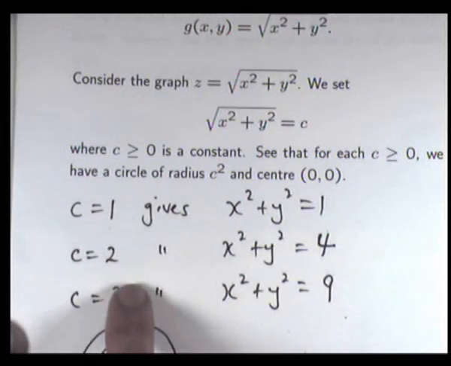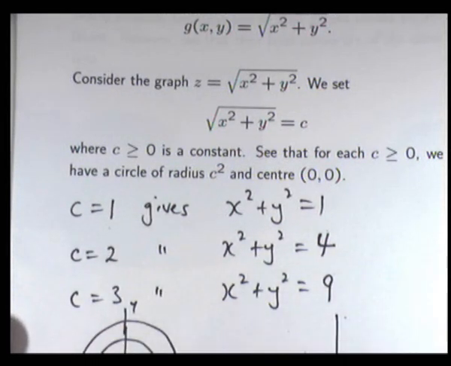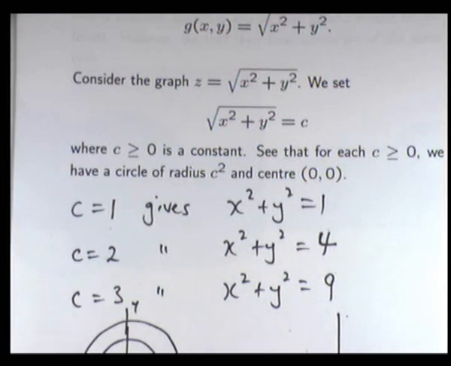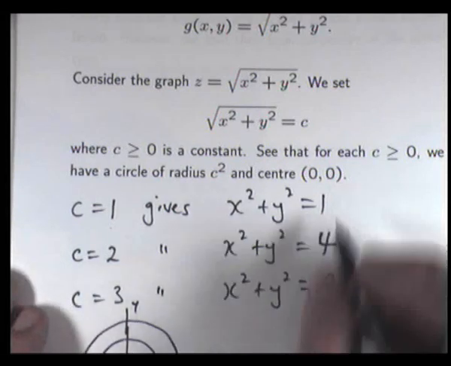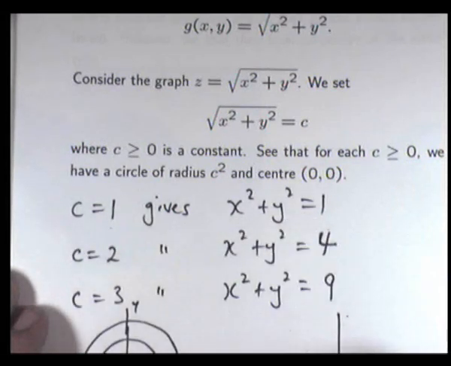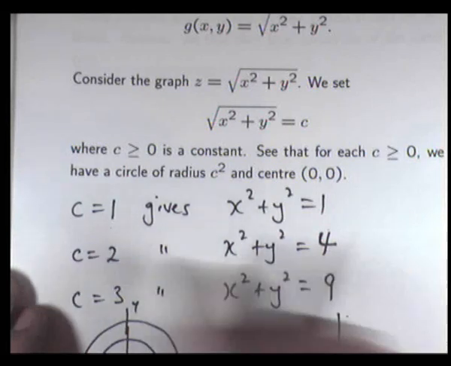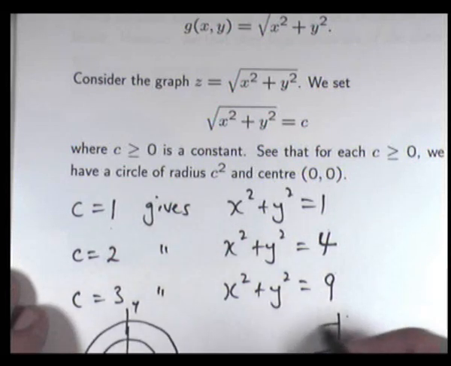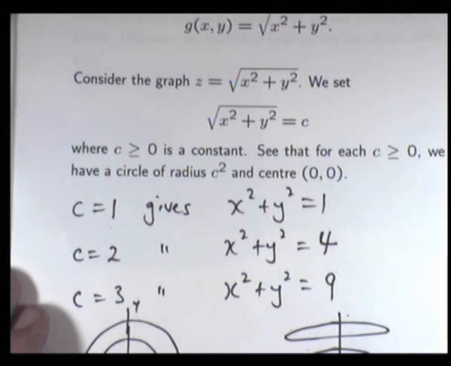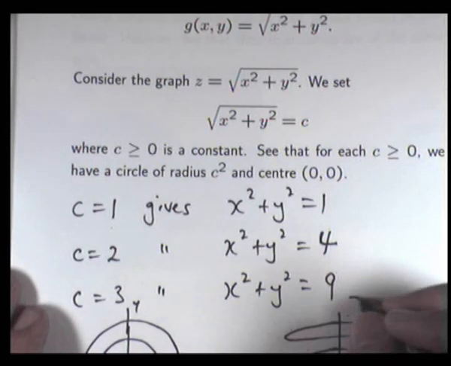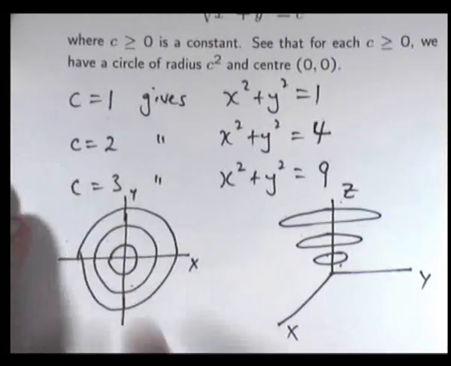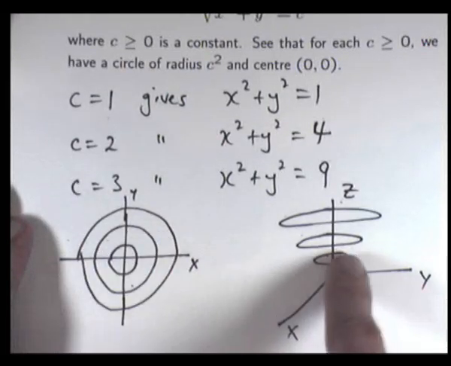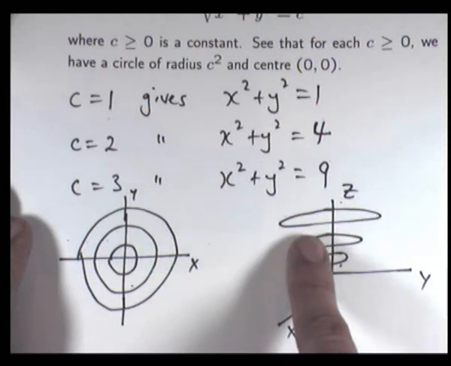But here, the c values, remember, are the height above or below the xy plane, right? So this circle will lie 1 unit above the xy plane. This circle will lie 2 units above the xy plane, and this circle will lie 3 units above the xy plane. Okay, so these are the level curves, and these are the contour curves.